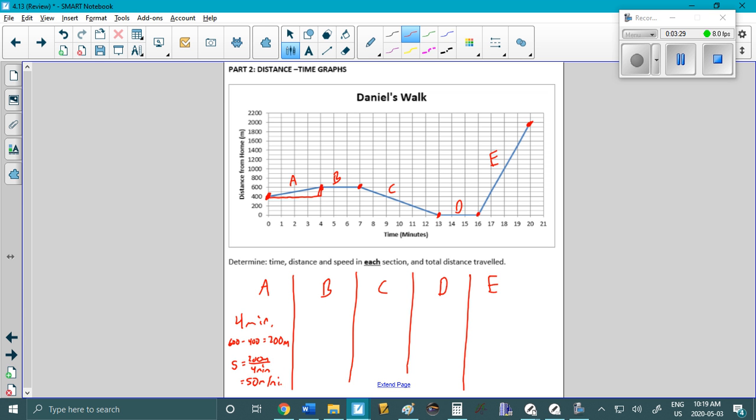and we would get 50 meters per minute. And if I asked you for the direction of travel, if the line's going up, like this one is, it's going away from home. If it's going down, like C, it would be towards home.